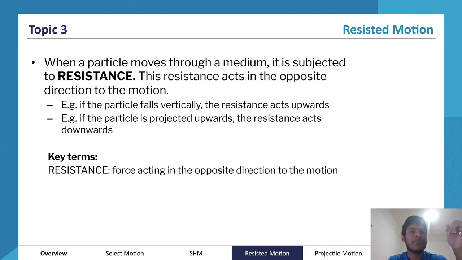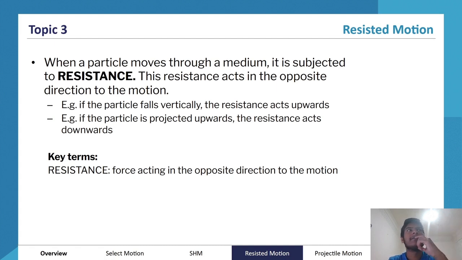I enjoy it. When a particle moves through a medium, it is subjected to resistance. The resistance acts in the opposite direction to the motion. E.g., if the particle falls vertically, the resistance acts upwards. If the particle is projected upwards, the resistance acts downwards. Now, that seems a bit wordy, but effectively what it's saying is if you throw a ball upwards, the ball experiences a drag in the opposite direction to motion, so it's pulling it downwards alongside gravity. If you drop a ball, say, from the top of a building, the air resistance acts opposite it, and therefore it acts against gravity. The resistance is pretty much always opposite the velocity. The drag and friction is pretty much opposite motion.